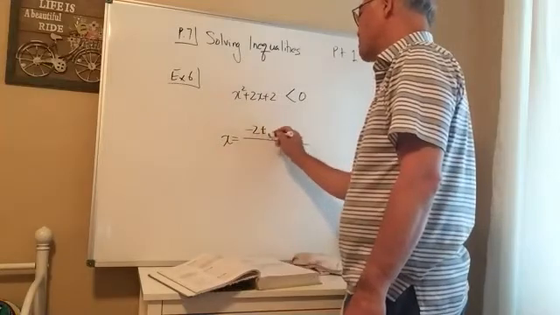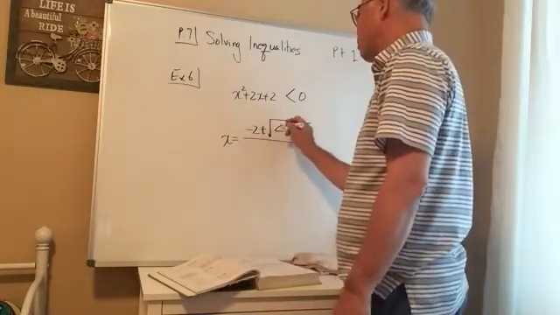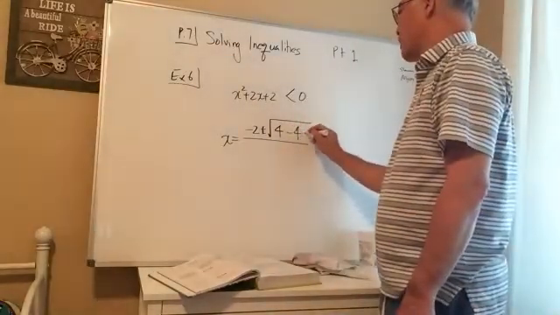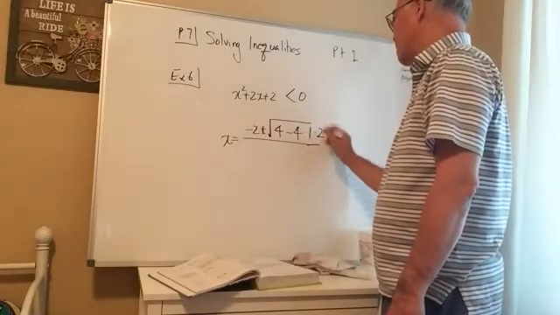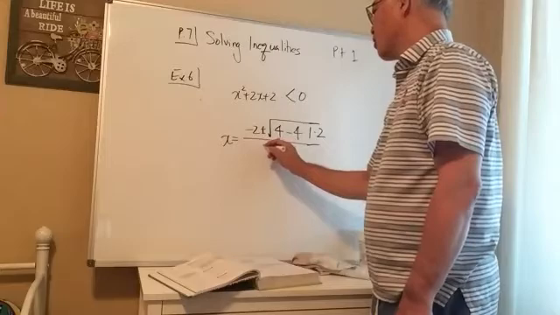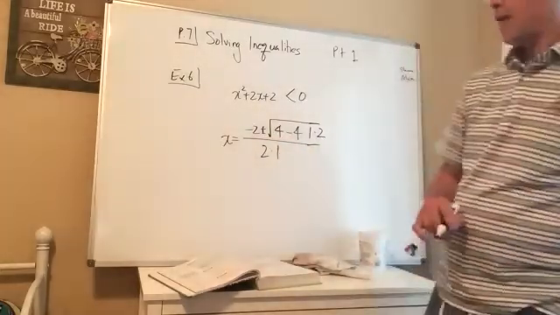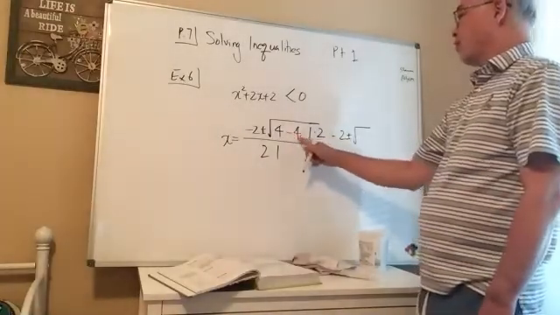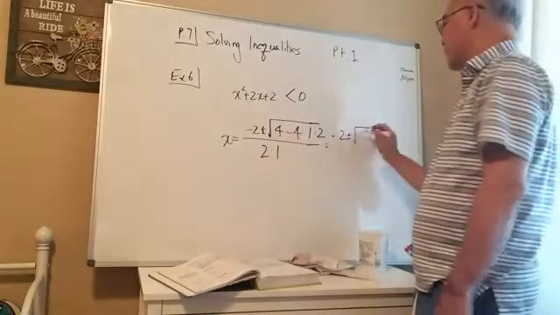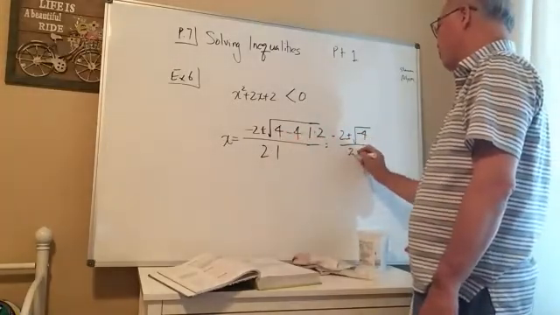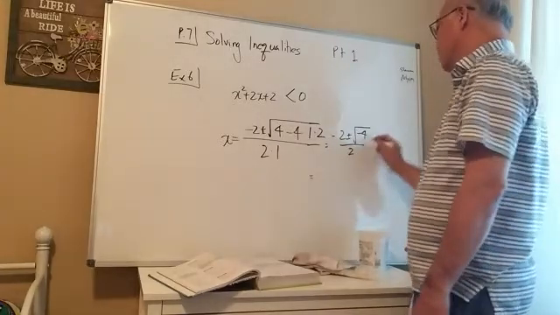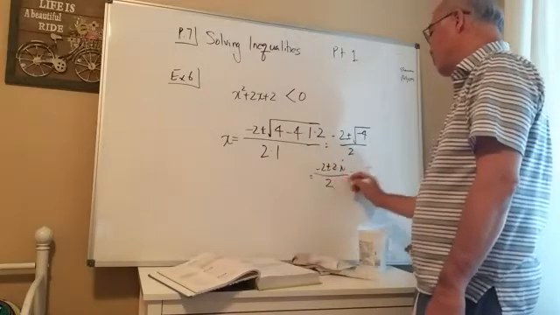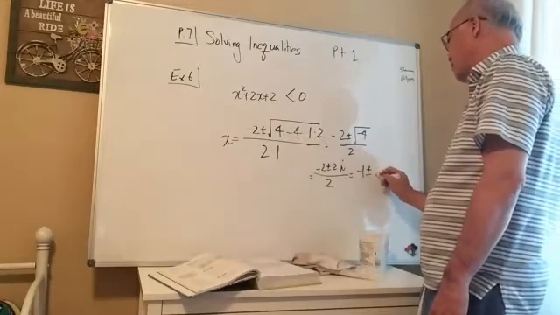-2 plus or minus the square root of b squared, 4, minus 4 times a times c, over 2 times a. Okay, so what do I get? I get -2 plus or minus the square root of 4 times 2 is 8, 4 minus 8 is -4, over 2. So it's going to be -2 plus or minus 2i over 2, -1 plus or minus i.